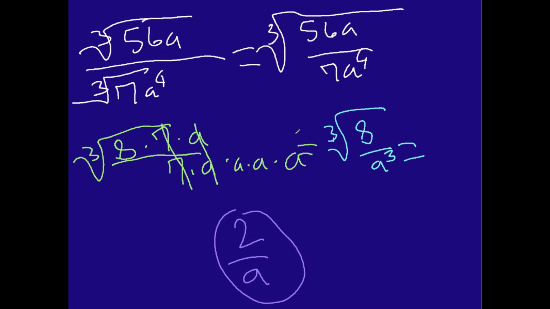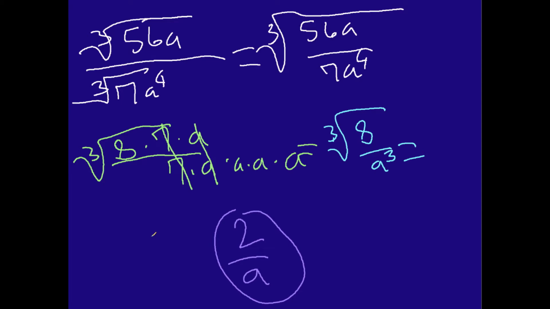Now why 2 over a? Because the perfect cube, the perfect power when you cube 8 is 2, because 2 times 2 times 2 equals 8. And of course, when you raise a to the 3rd power, cubed is going to be a. Again, this is something we discussed before. And so this is my answer.